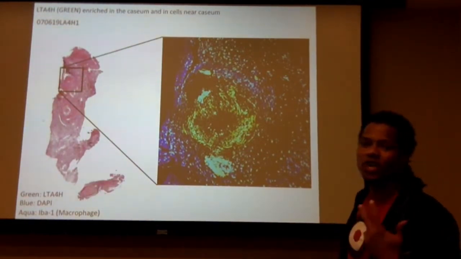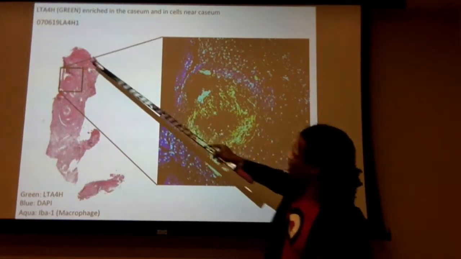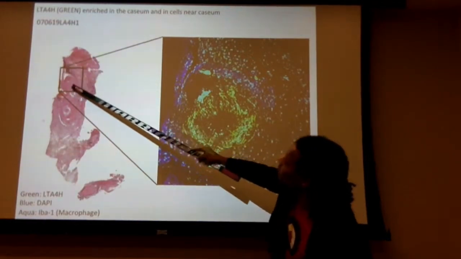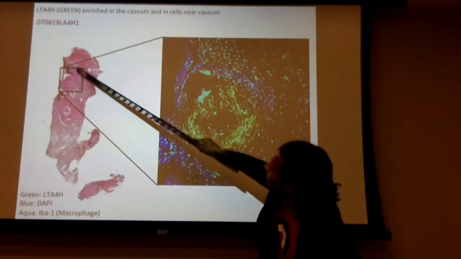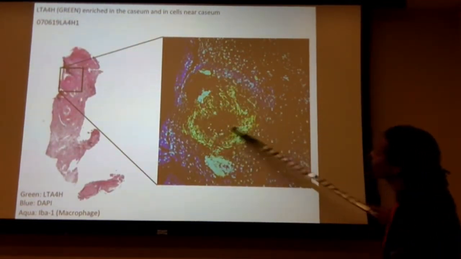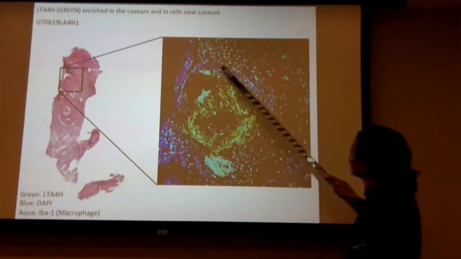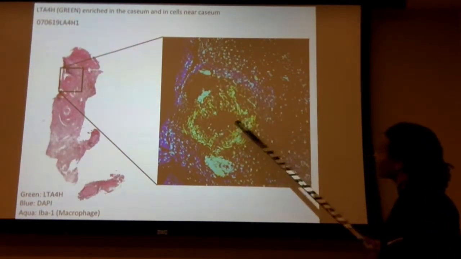This was really exciting, but we needed to validate this data. So we used immunohistochemistry staining with antibodies specific for LTA4H. As you can see here, this is a granuloma where you have a caseum. In this small caseum surrounded by solid material, the staining shows a high level of intensity of LTA4H in the center of the caseum and the surrounding regions where macrophages seem to be undergoing breakdown by necrosis.